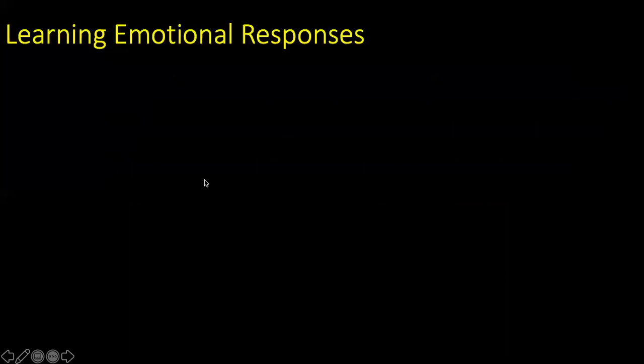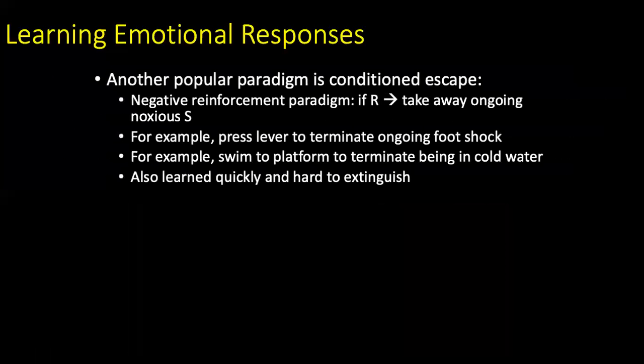Now, like I mentioned, the next three are going to be related to operant conditioning, and they are all tied in together. So we'll start with the simplest version of this, which is called conditioned escape. So it works off of negative reinforcement. That is, if the animal engages in a particular response, that response is going to remove some noxious stimulus.